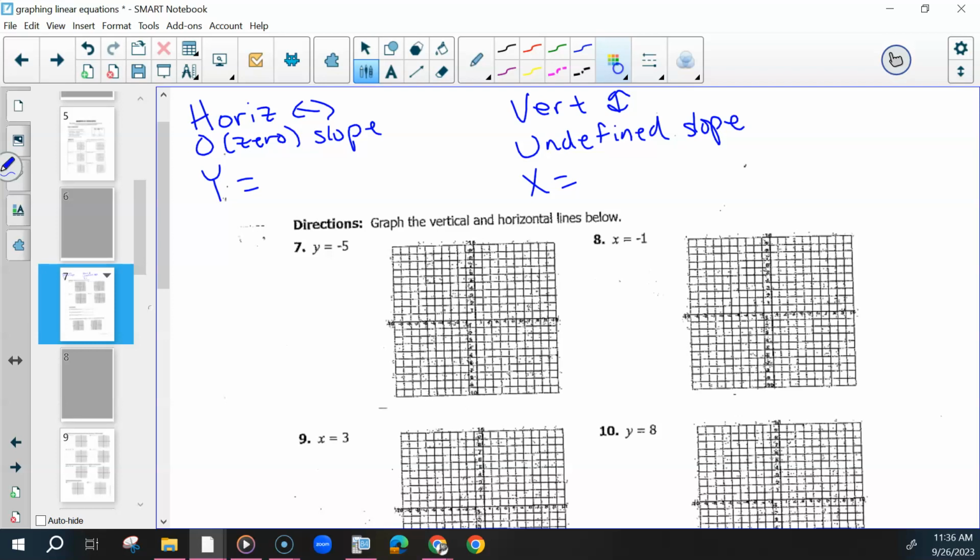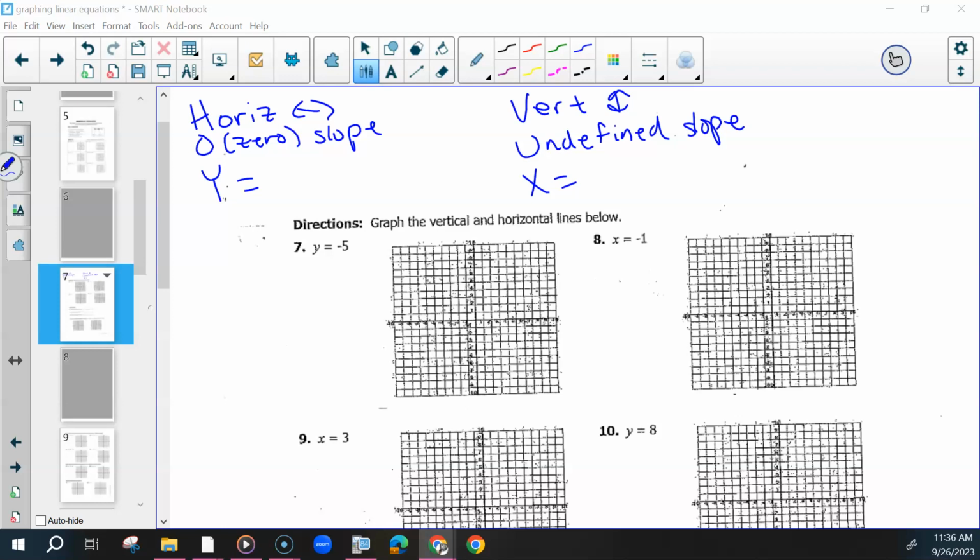So we have horizontal lines have 0 slope and are y equals. Vertical lines have undefined slope and are x equals. If you memorize this, it will help you so much more than trying to think about what it means and all those things. So if we see a y equals, we need to be thinking, is this horizontal or is this vertical?